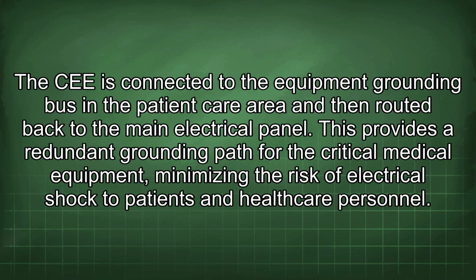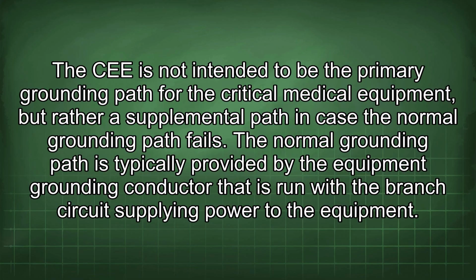The CEE is connected to the equipment grounding bus in the patient care area and then routed back to the main electrical panel. This provides a redundant grounding path for the critical medical equipment, minimizing the risk of electrical shock to patients and healthcare personnel. The CEE is not intended to be the primary grounding path for the critical medical equipment, but rather a supplemental path in case the normal grounding path fails.